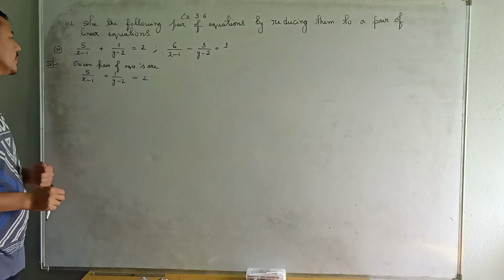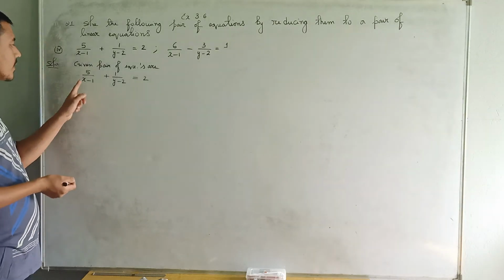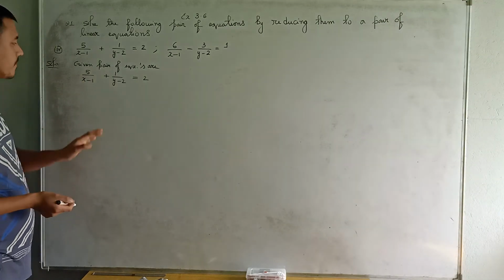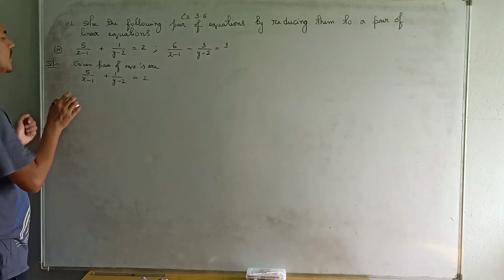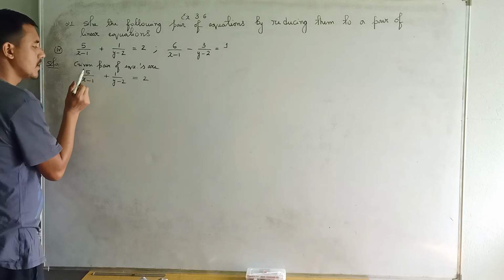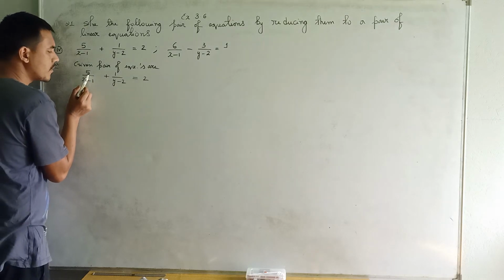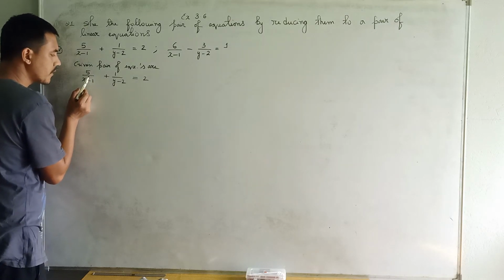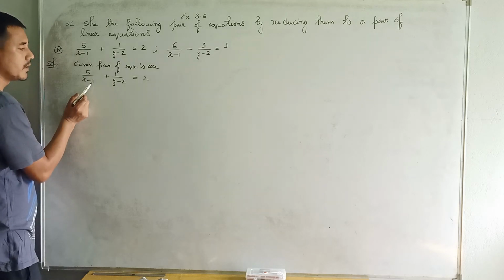Here your variable is x minus 1. You cannot separate x and minus 1, okay? So 5 upon x minus 1. 5 upon x minus 1. What you can do is, you can simply separate the coefficient from its variable, okay?